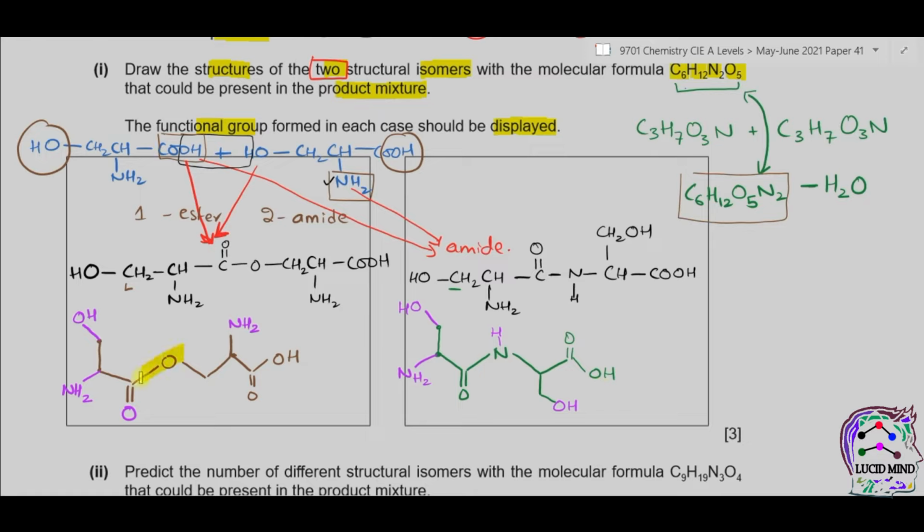Now both of these are structural isomers. In the first one we have ester functional group and second one we have amide functional group. The molecular formula of both is C6H12O5N2.